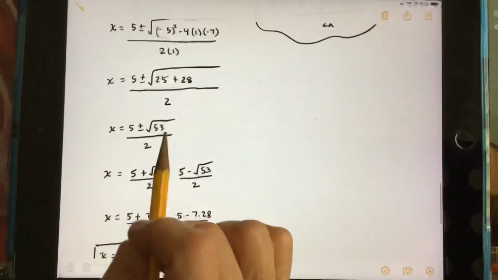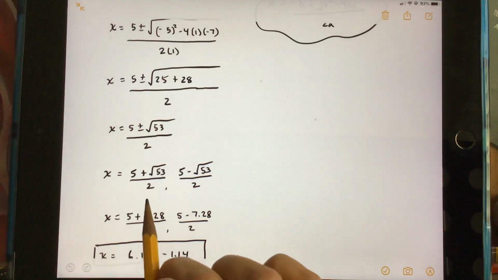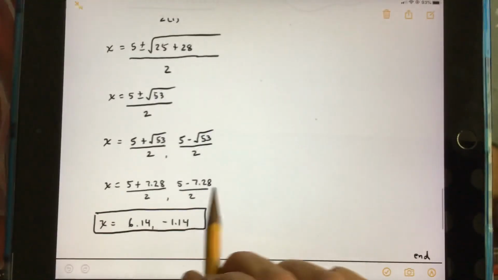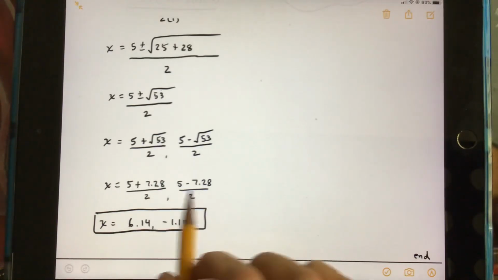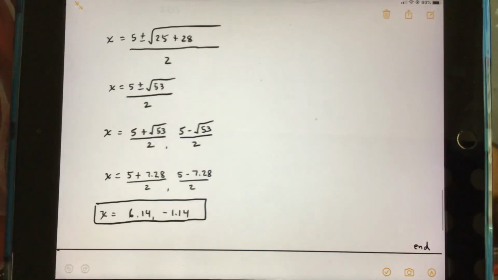And then we're going to split this into the two separate calculations that it is. 5 plus root 53 over 2, 5 minus root 53 over 2. Then we're going to use our calculator to find out the approximation for the square root of 53. We'll work out these two calculations separately, and we'll arrive at x is equal to 6.14 or negative 1.14.